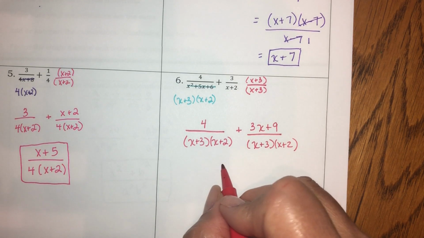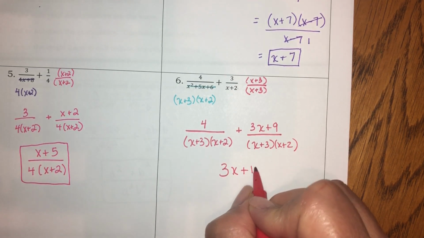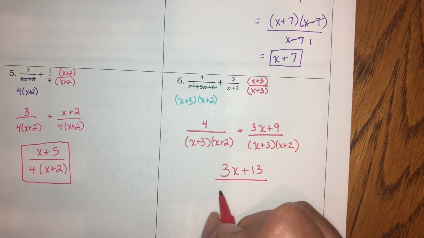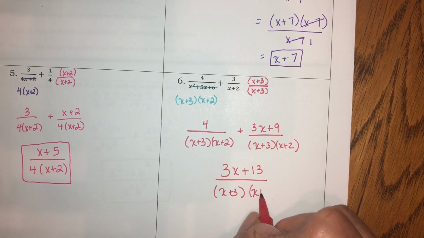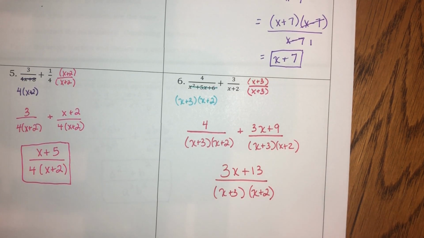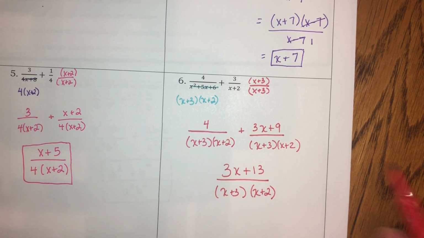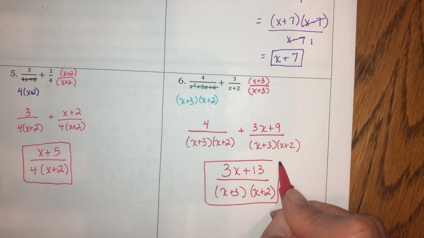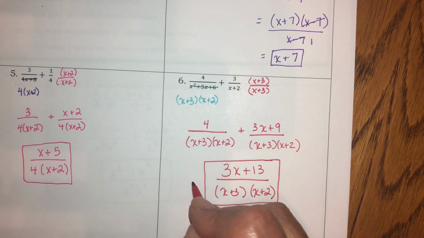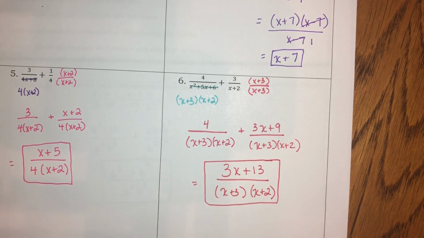And then when you combine like terms here, you have 3x plus 13. So none of these were pretty enough to have to factor again at the end. All of these were pretty straightforward. Once you get your common denominator and you add your numerators, there's nothing there to factor, so there's nothing else to do. And that is your final answer. And so there you go. That's your practice with adding and subtracting fractions.